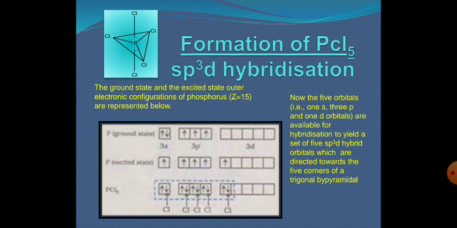The remaining 10 electrons which are present in the inner shell, we are not interested in. Those electrons in the inner shell will not participate in the actual formation, they will remain as they are in the inner shell. Only those electrons which are present in the outer shell will take part in the formation of hybridization. So we consider the electrons present in the outermost shell, that is 3s2 and 3p3.